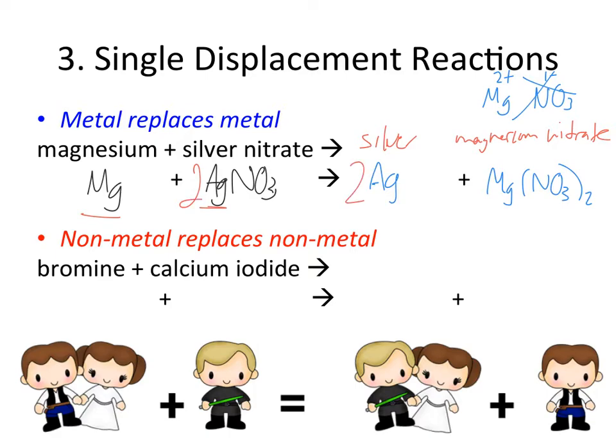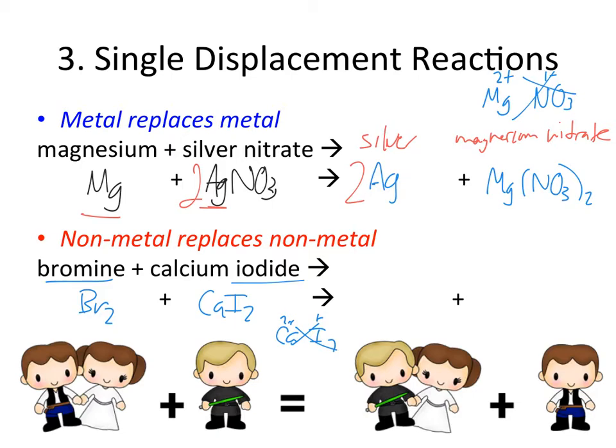Non-metal replaces non-metal. So here we have bromine and calcium iodide. Bromine, remember, is the diatomic molecule, so it's going to be Br2. And calcium iodide, well, that's going to be CaI2. This is 2 plus, this is 1 minus, cross, and we get CaI2. So when bromine replaces one of these elements, well, first of all, we have to figure out which element it replaces. It's a nonmetal, so it's going to replace the nonmetal. It's going to replace the iodide or the iodine.